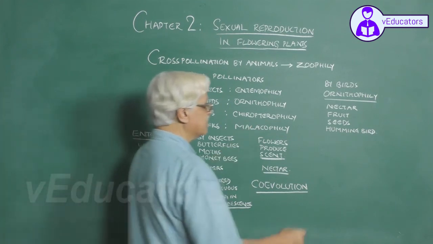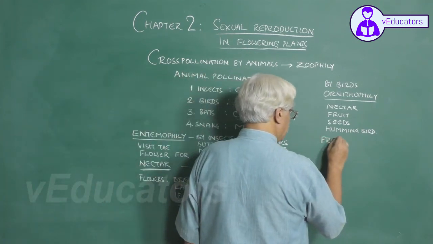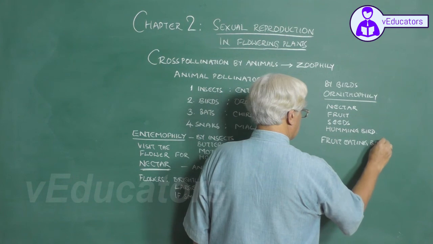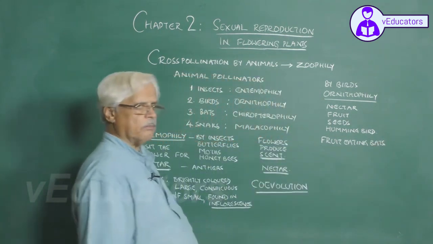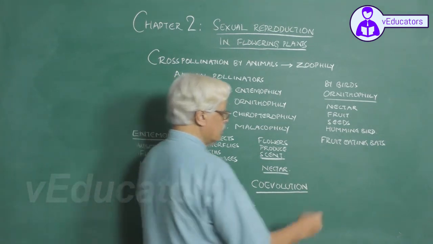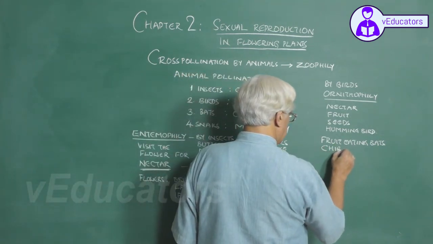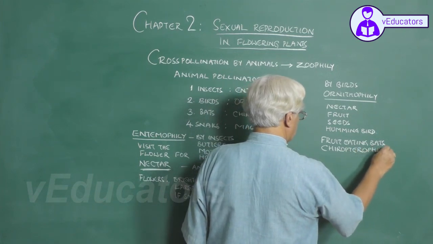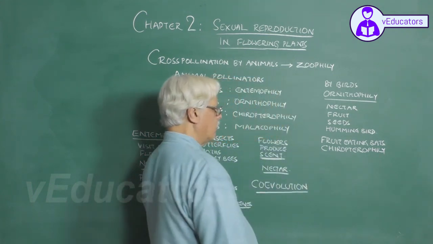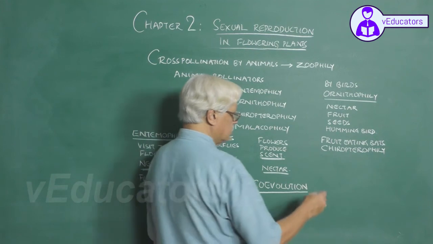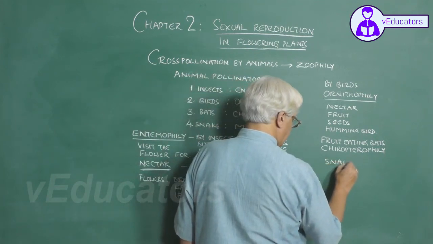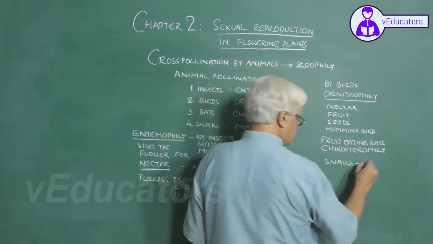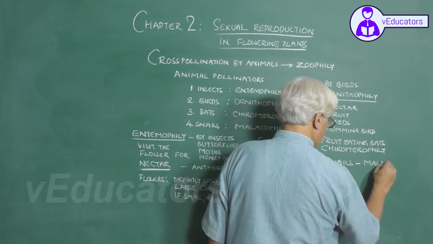Cross pollination by bats, fruit eating bats, in the same way bring about pollination, and that is called chiropterophily. Sometimes snails may also take part in the process of cross pollination, and that is called malacophily.